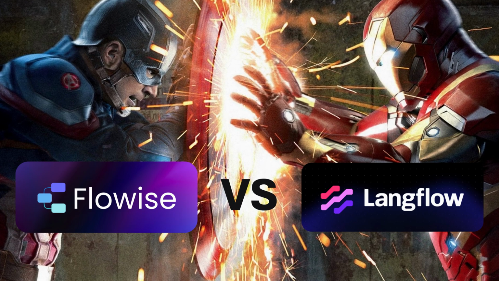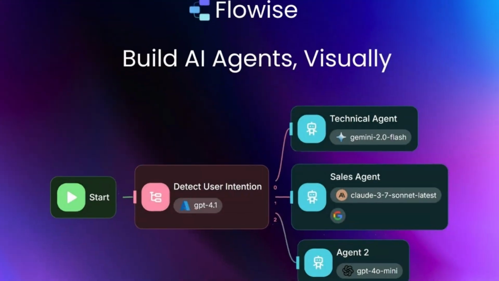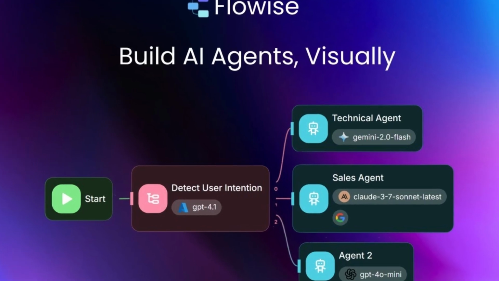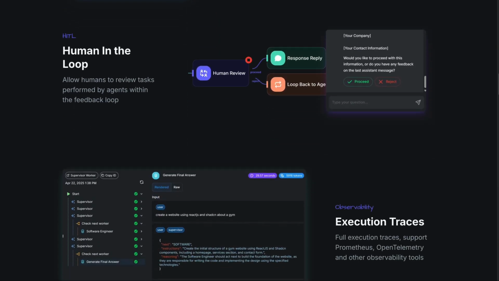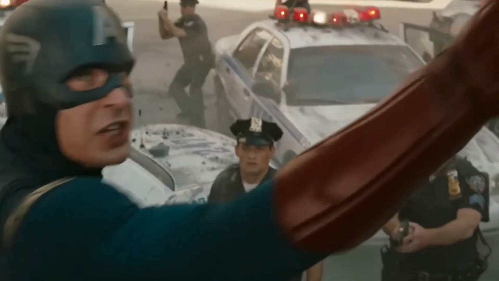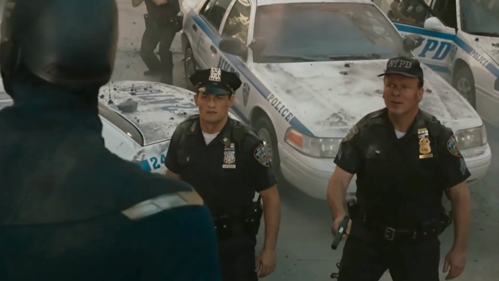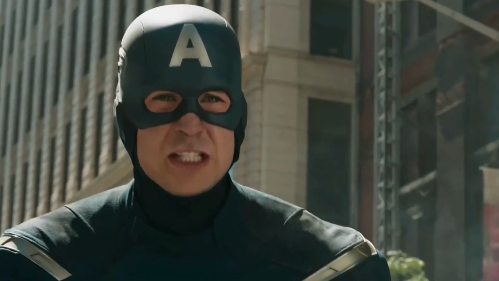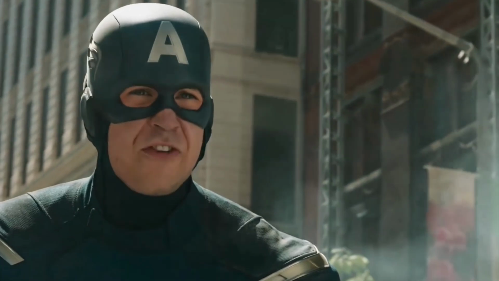Let's break it down. First up, Flowise, an all-in-one visual builder, multi-agent orchestration, evaluation, and security. Just like Captain America stepping in and taking control of situations. Precise, dependable, and ready to coordinate mission at scale.